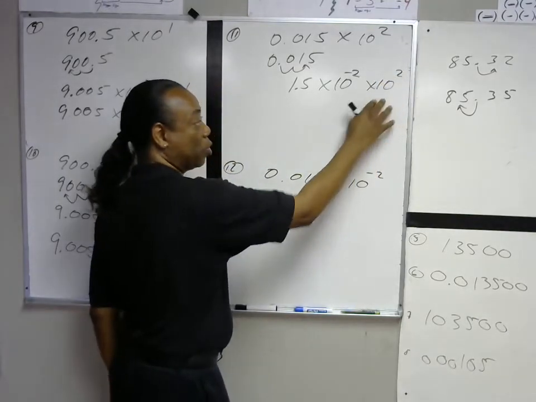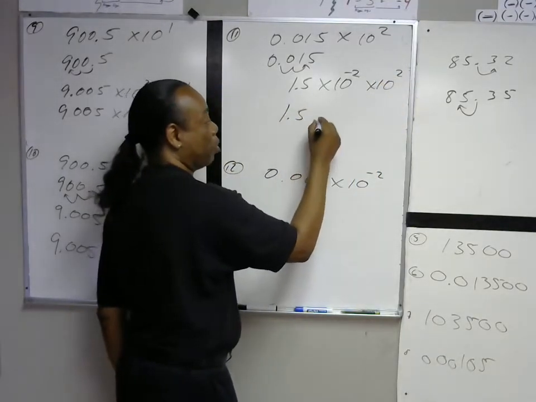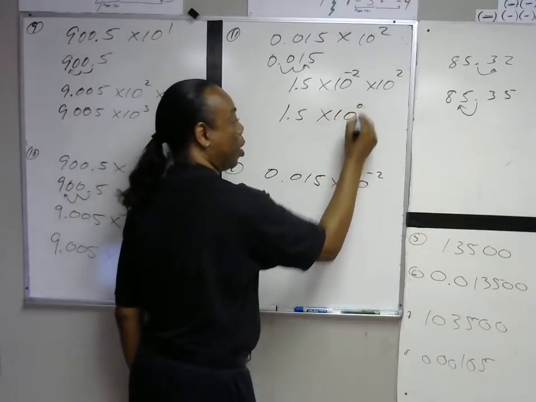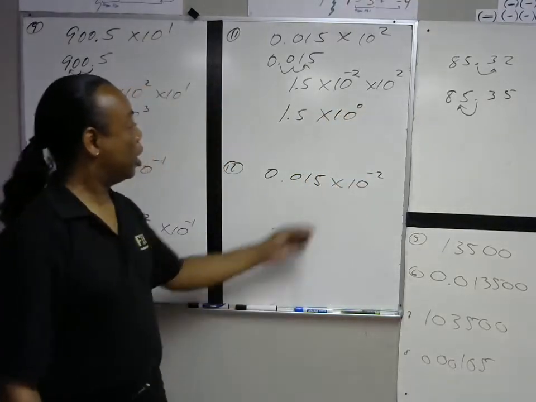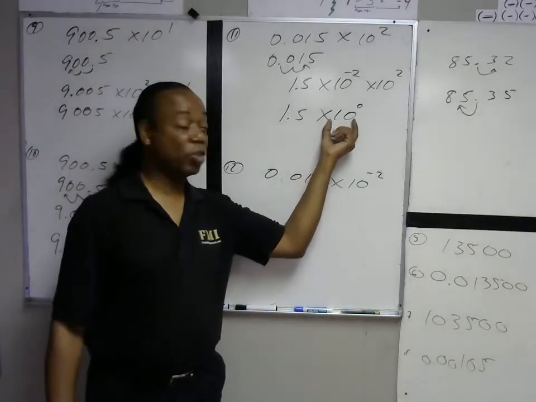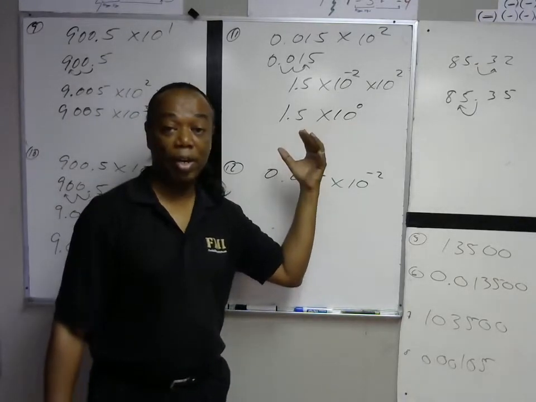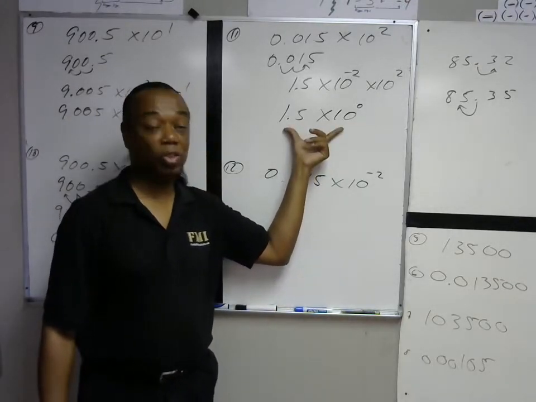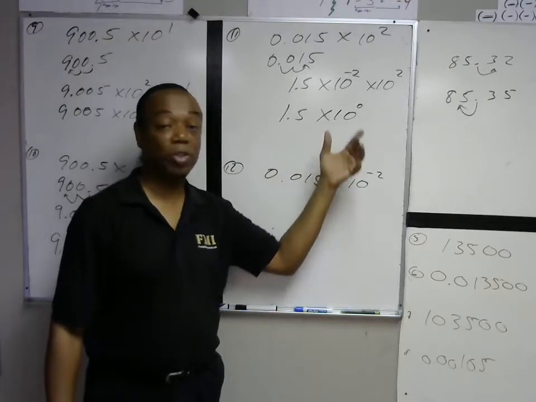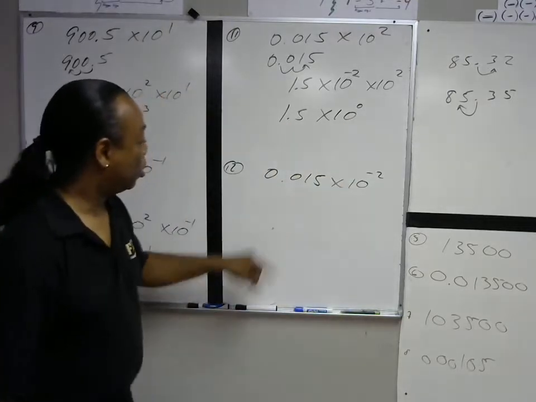So we combine these two. So this is going to be 1.5 times 10 to the 0 power. And 10 to the 0 power makes this all 1. So it's really a 1.5. But we wanted a scientific notation, so we write 1.5 times 10 to the 0. Okay, take a look at this next one.